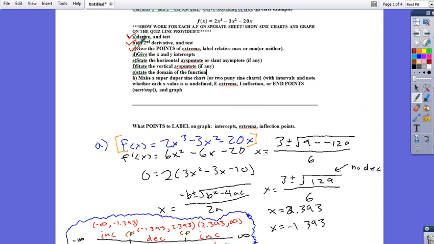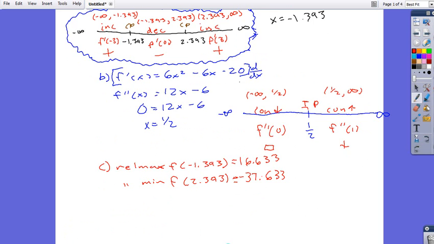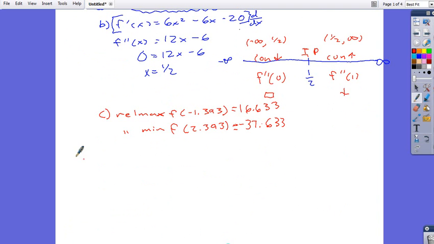So x and y intercepts are easy. X-intercepts are where y is equal to 0. Y-intercepts are where x is equal to 0. Let's go ahead and do that real quick. Get my calculator out of the way. Start off with your x-intercepts. This is where y is equal to 0.